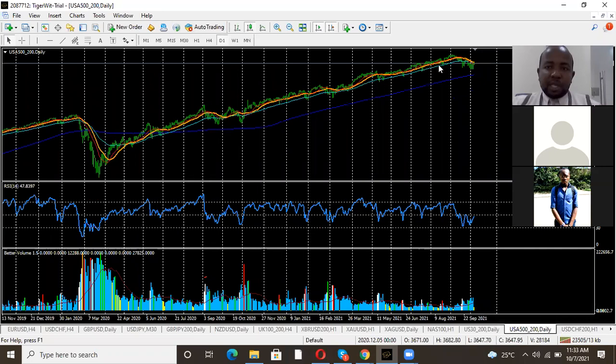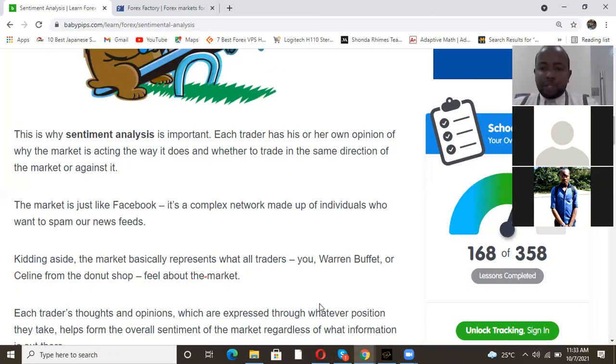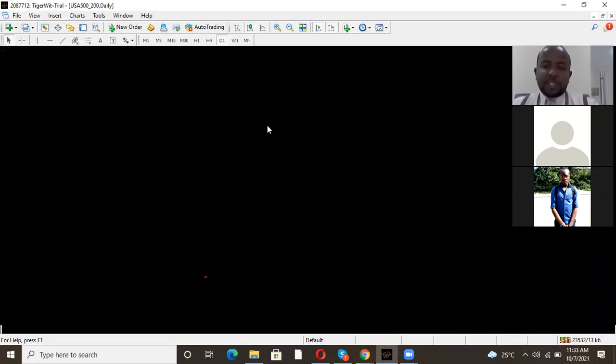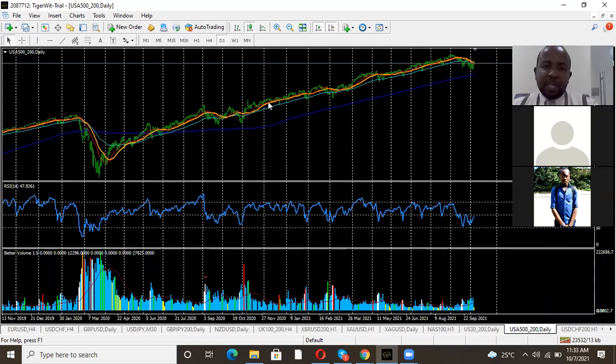There has been a very strong bullish move on the USA 500, which is one of the futures that is able to show how the US economy is doing. So what am I talking about? What I've used here is moving averages, 200, 50, and I think 20 or 21. When I zoom in, I'm able to see.